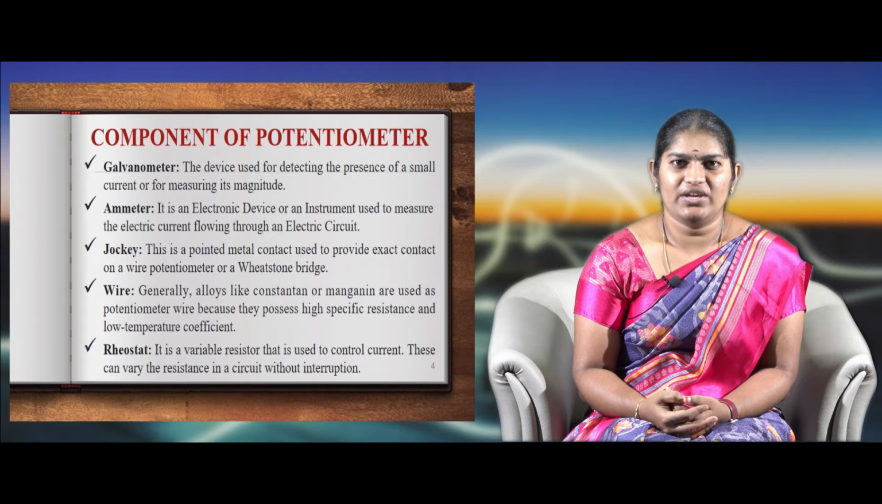Next we are going to discuss the wire. Generally, an alloy of manganese or tungsten is used in a potentiometer wire because it possesses very high specific resistance and a low temperature coefficient. Next we are going to see the rheostat. A rheostat is a variable resistor that is used to control the current in a circuit. It is a variable resistor and can be applied in many devices.